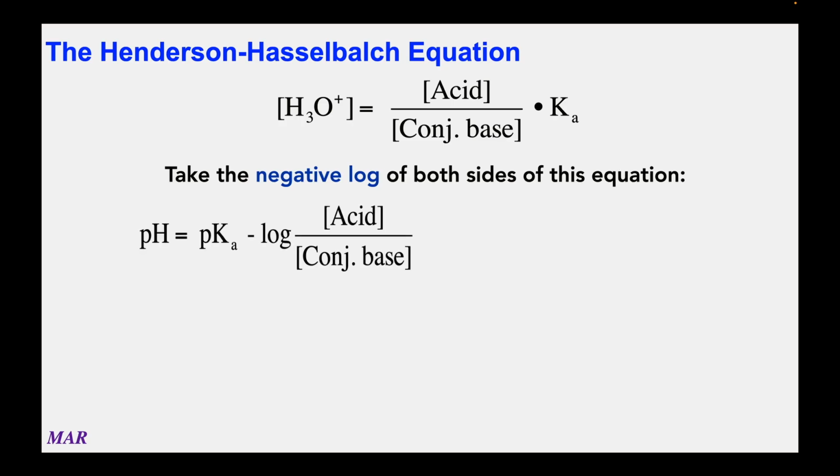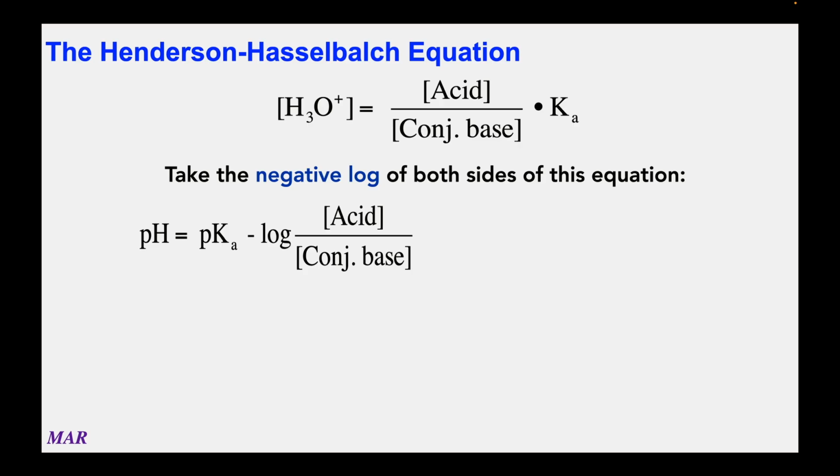Well, one thing you can do is take the negative log of both sides of this equation. Now, negative log hydronium is pH, and that's not a big deal. Minus log of the right-hand side, in the logarithm world, you can break that up into minus log Ka plus minus log acid over base. Now, minus log Ka is pKa. That's something we've seen a little bit or talked about. And minus log acid over base is the other part that's listed.